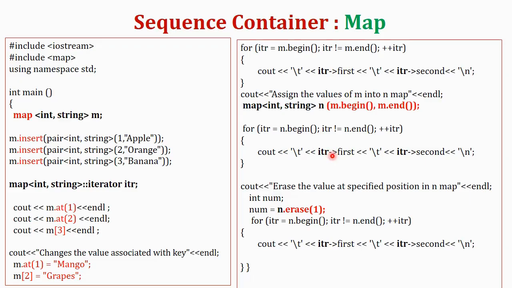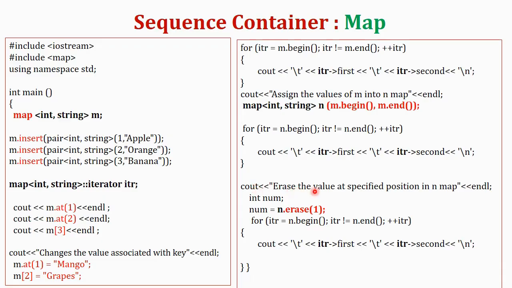So n dot first, for example, we are going to verify from n.begin till n.end. Then we are going to display the key, then the values. So now it will display mango, grapes, and then banana, because it was already changed earlier. Mango, grapes, and then banana.